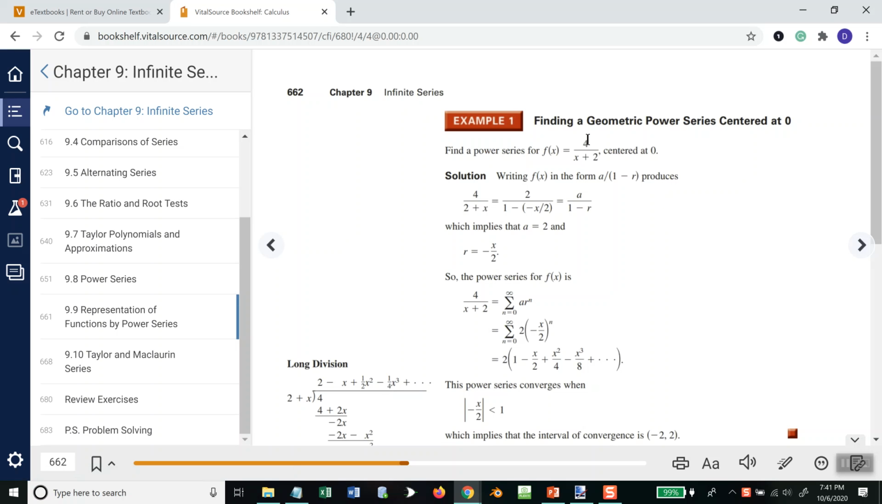You start out with a function, like f of x is equal to 4 over x plus 2, centered at some kind of number. And you want to rewrite that into the geometric power series form, so a over 1 minus r. And then from there, you can deduce what r is and plug it into this formula right here: the summation of n equals 0 to infinity of a r to the n.